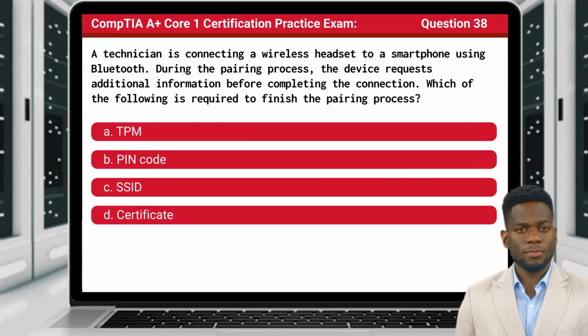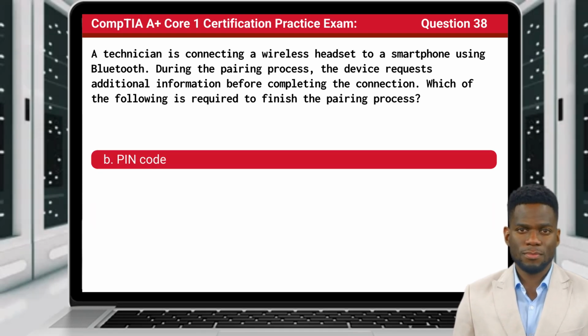Question 38. A technician is connecting a wireless headset to a smartphone using Bluetooth. During the pairing process, the device requests additional information before completing the connection. Which of the following is required to finish the pairing process? The answer is B. PIN code.